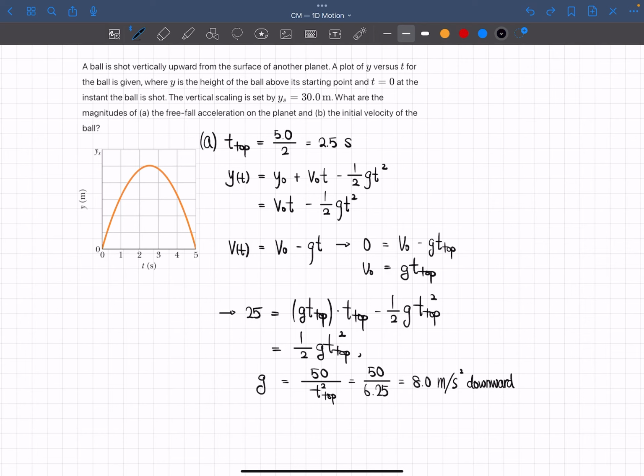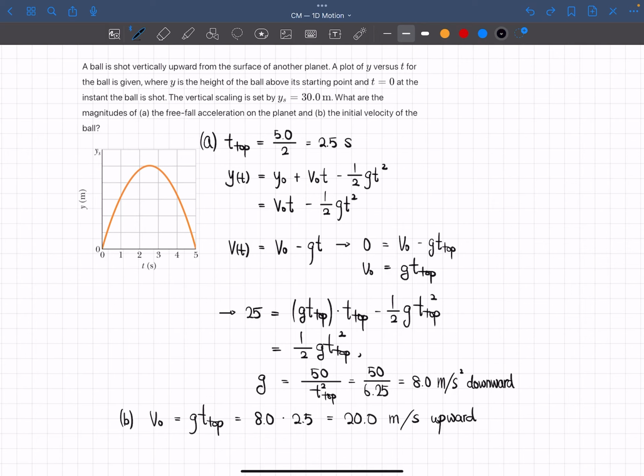Alright, so far we have obtained the value of g, the gravitational acceleration of this particular planet. The next thing to do is to find the initial velocity of the ball. Since we already have an expression for the initial velocity, which is v0 equals g times t top, we simply have to substitute the numbers in, which is 8.0 times 2.5 seconds. So that would be 20 meters per second in the upward direction.